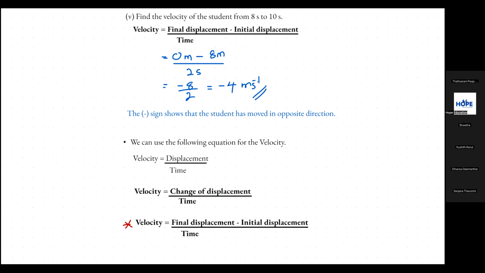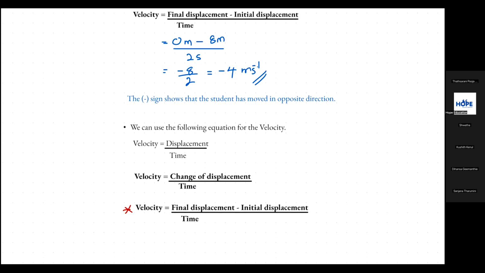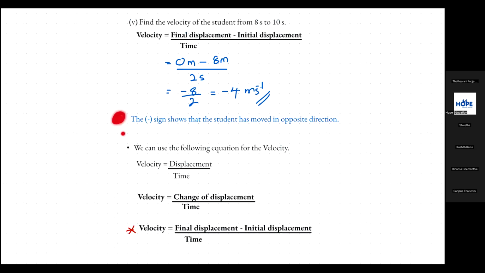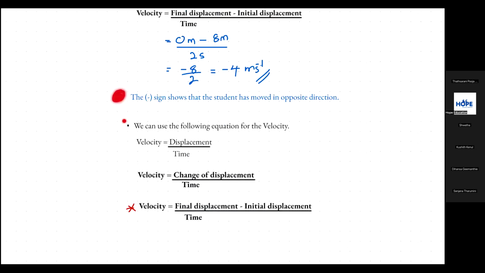We can use the following to find the velocity when it is unknown. Write this sentence for the fifth question, and write the answer also. I told you this section is important, so write it under the heading.